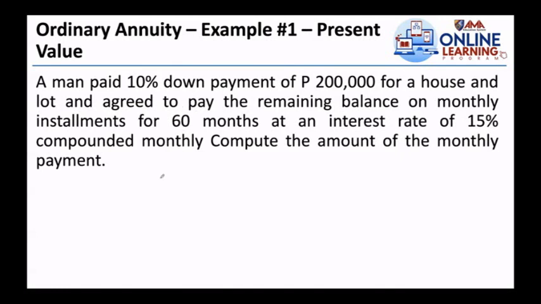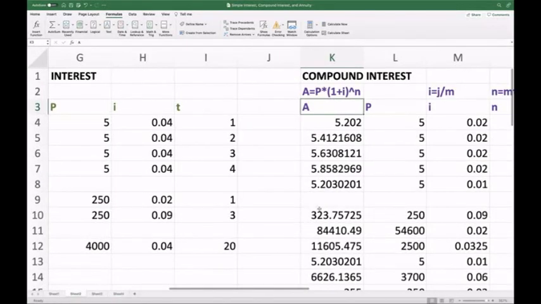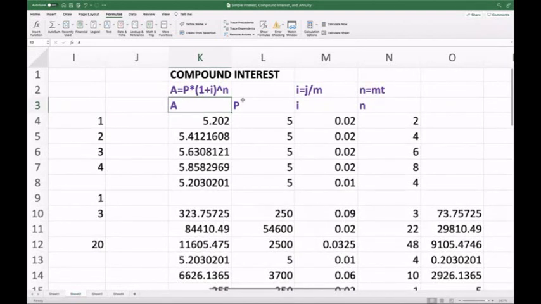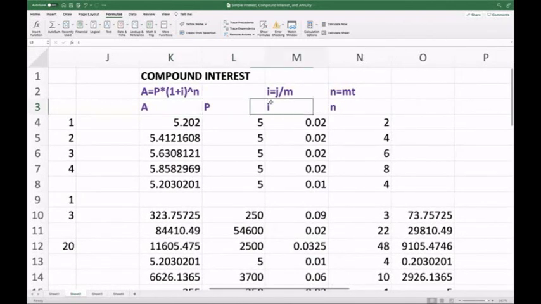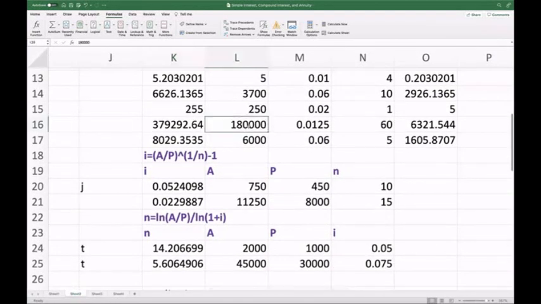So let's go back to capital A, the A pin. Where's the A pin? A pin is here, okay? So what we want is to find P, I, and N, okay, class? And then we will solve for A. So what's the principal? 180,000.